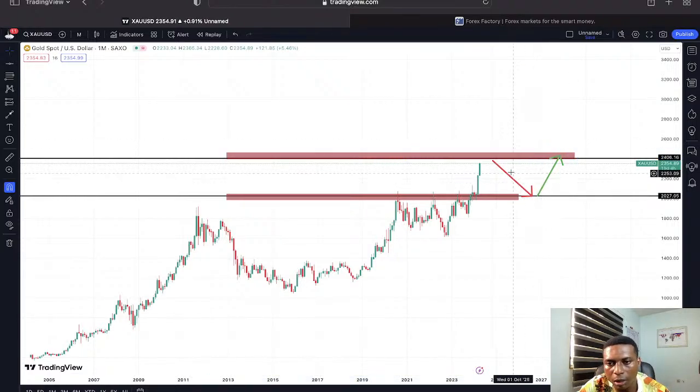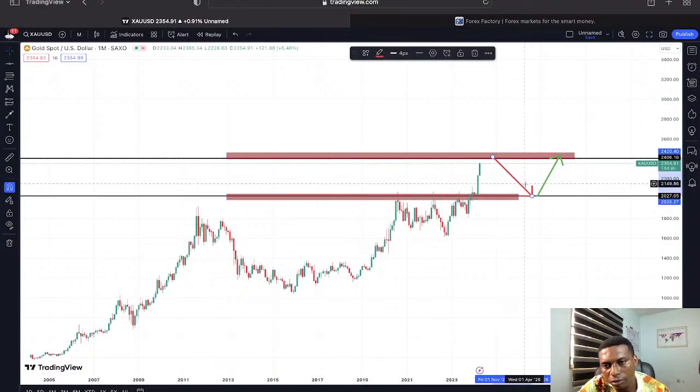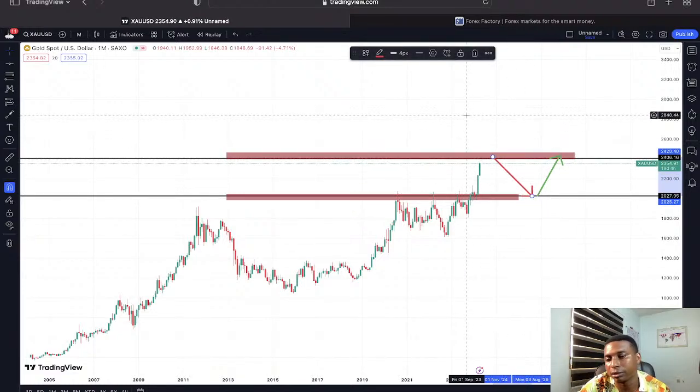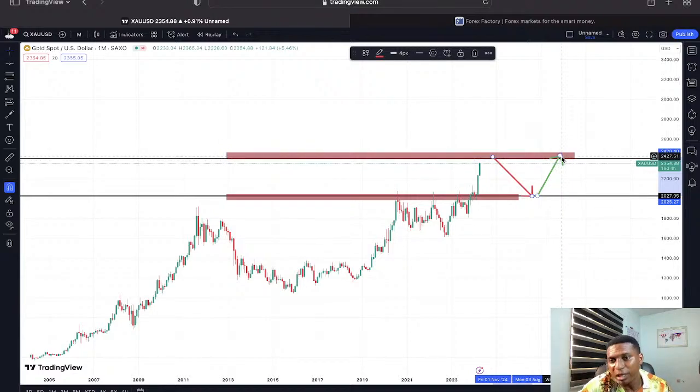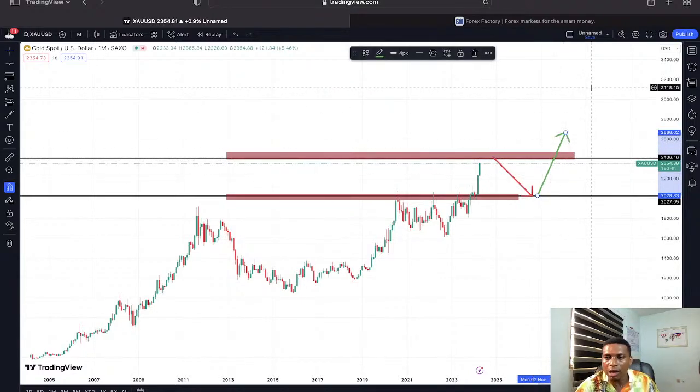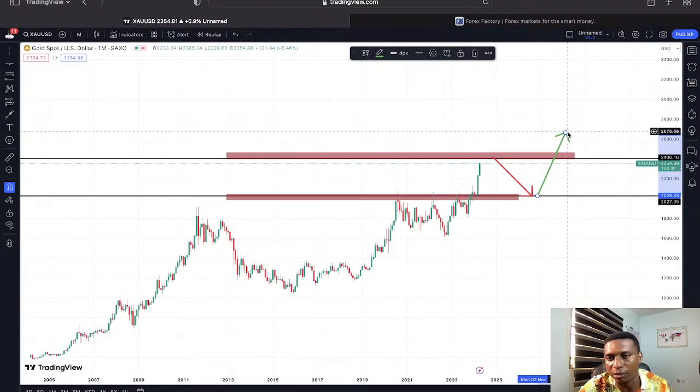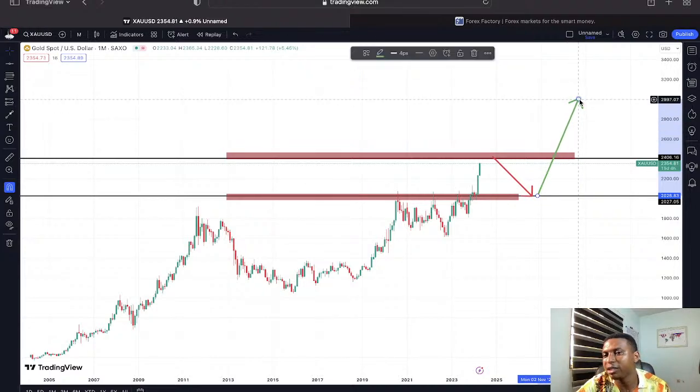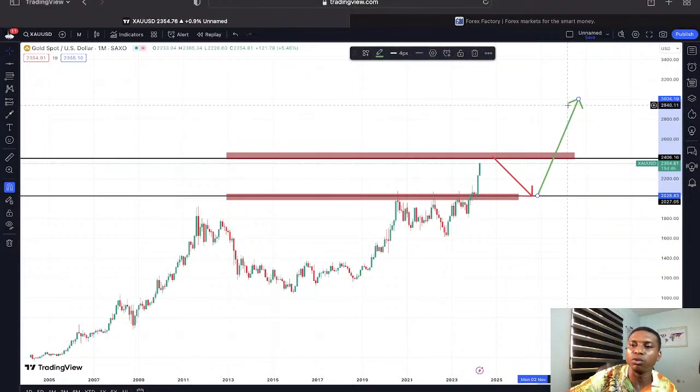We'll see the market replicate this pattern. From here we can then see a push out of this level, and the next level might be 3k, depending on the global economic situation.